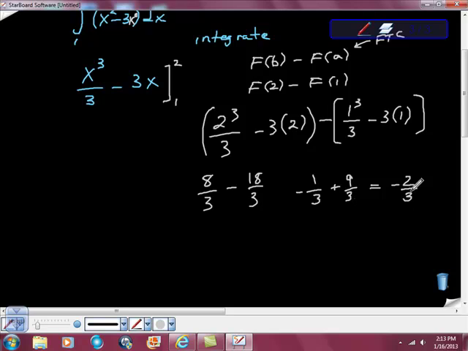We have to be careful not to call this area. We're asked to take the definite integral. We're not asked to find the area. If it was an area question, we'd have some different things to talk about here, but we don't. So there's our answer.